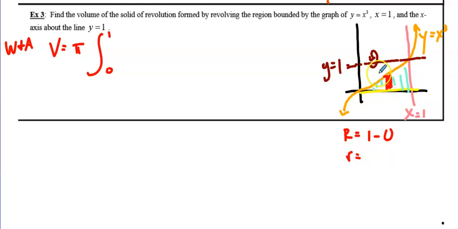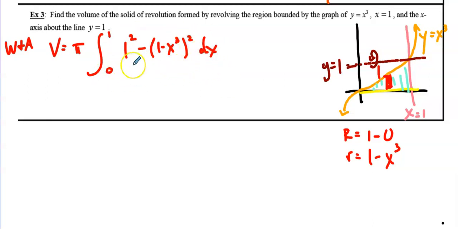Our little r is going to be the axis of rotation. And again, because it's above the x-axis, it's always top minus bottom. And we're going to subtract from that the function that's the closest, right? Our little r is this little guy right here. So it's going to be 1 minus x cubed. And so for this problem, we're going to do 1, and we have to square big R. We're going to subtract little r squared dx. And then that's how we would get that actual answer.